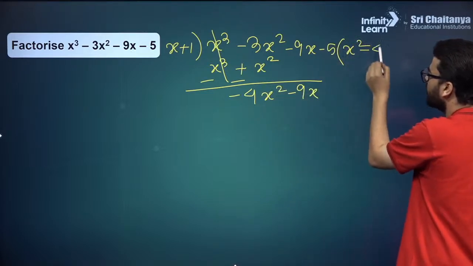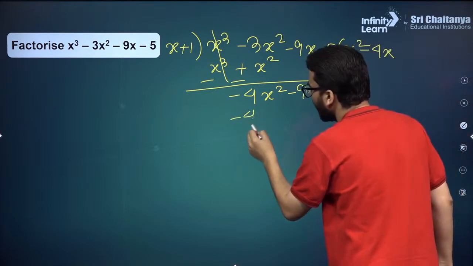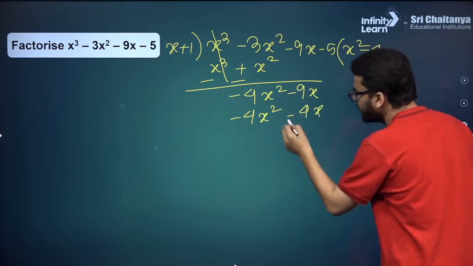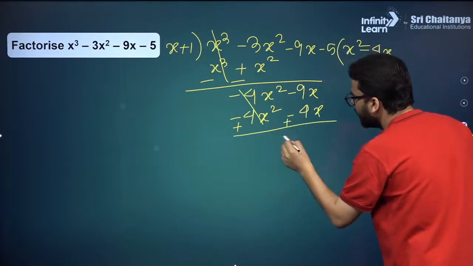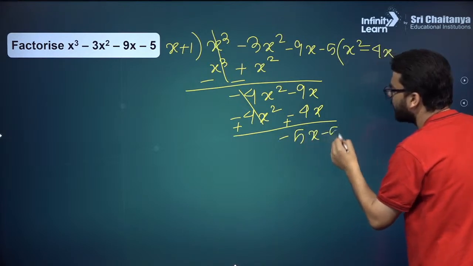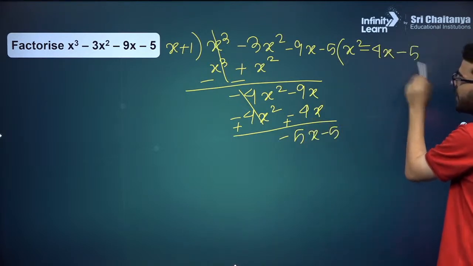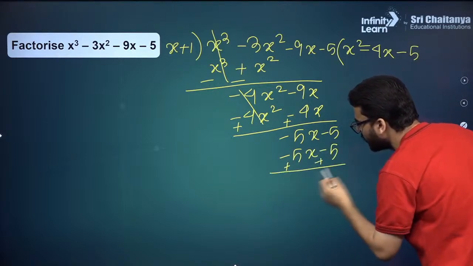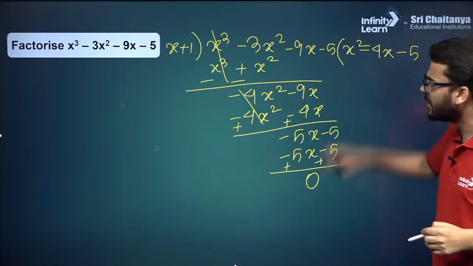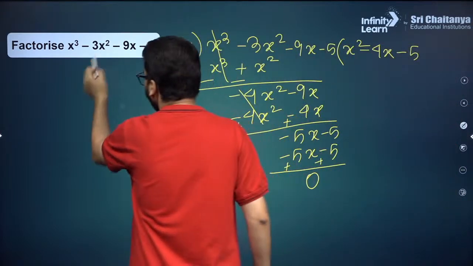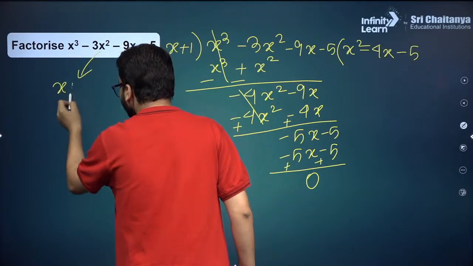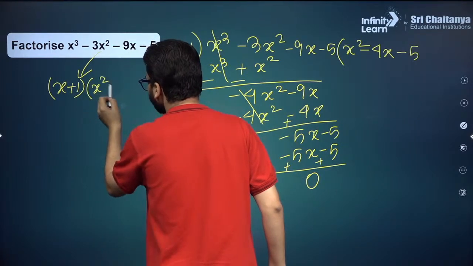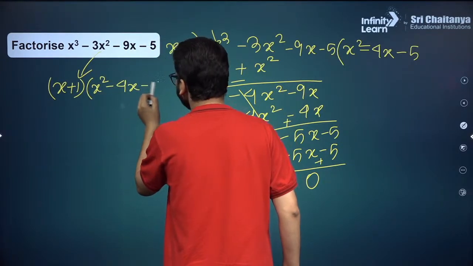So I'll get minus 4x over here. So it will give you minus 4x square minus 4x over here. Change the sign and add. So this will give you minus 5x minus 5. So I can multiply over here by minus 5. So I will get minus 5x minus 5. Change the sign and add. You'll get 0. So what does it mean, guys? It means that the polynomial over here is nothing but equal to x plus 1 into this quotient, or not? Tell me. X square minus 4x minus 5 or not, guys? Tell me.